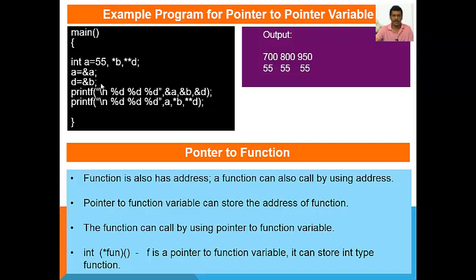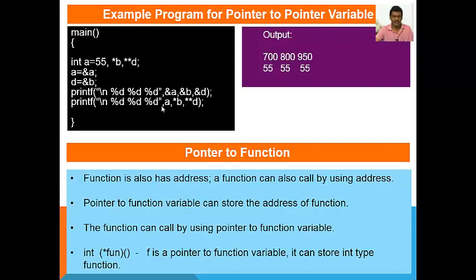D can hold the address of a pointer variable. B is a pointer variable, and because d is a pointer to pointer variable, it can store the address of a pointer variable. Printf percentage d, percentage d, percentage d, ampersand a, ampersand b, ampersand d. So what is the address of a? As per our example, ampersand a is 700, ampersand b is 800, and ampersand d is 950.